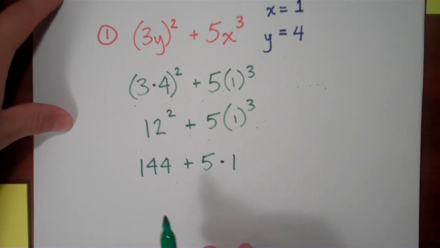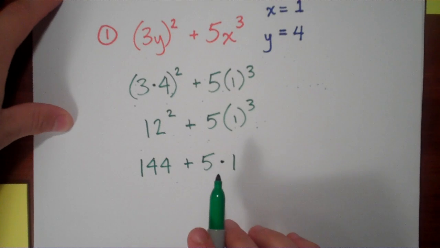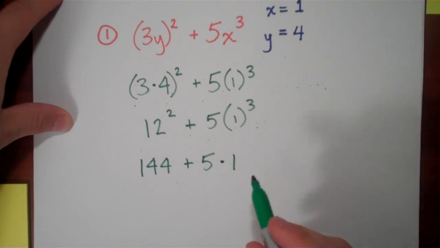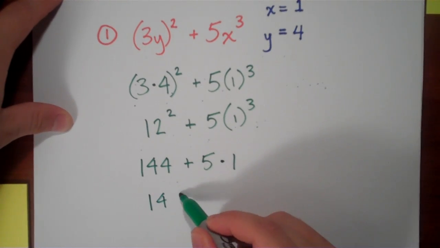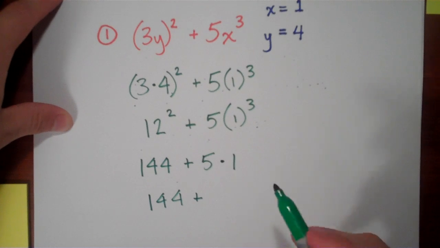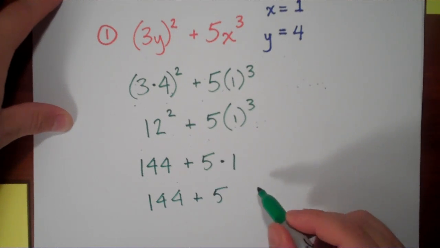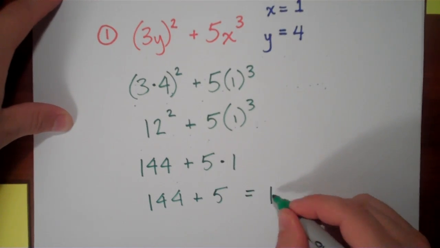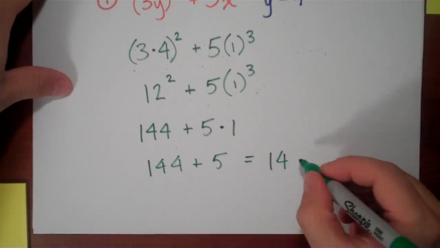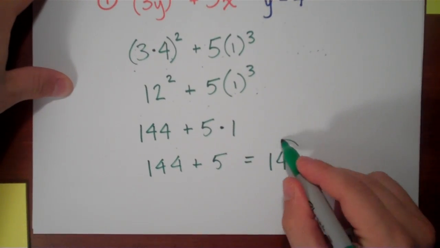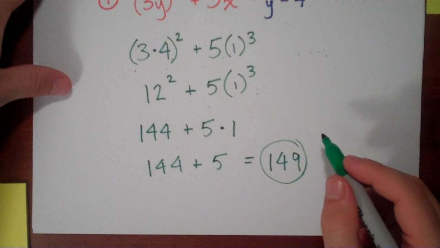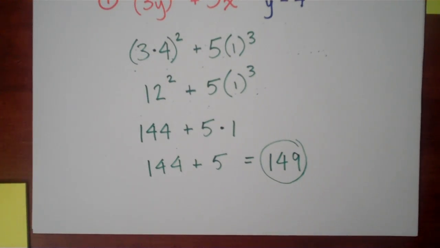And then order of operations, 144 plus 5 times 1. Let's do our multiplication. We get 144 plus 5 equals a total of 149. Okay, so these expressions are getting a little more complicated, but just remember your order of operations. Go through it step by step, one step at a time, and you should be just fine.